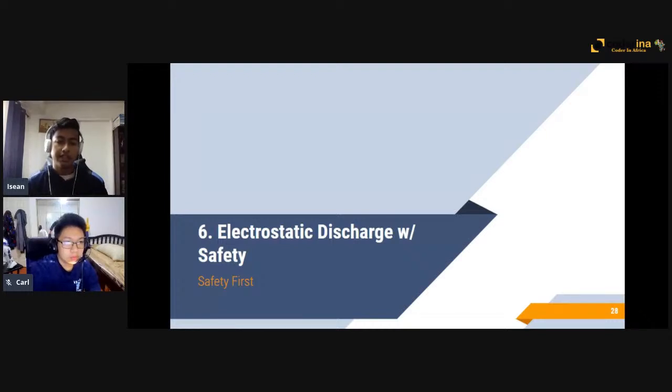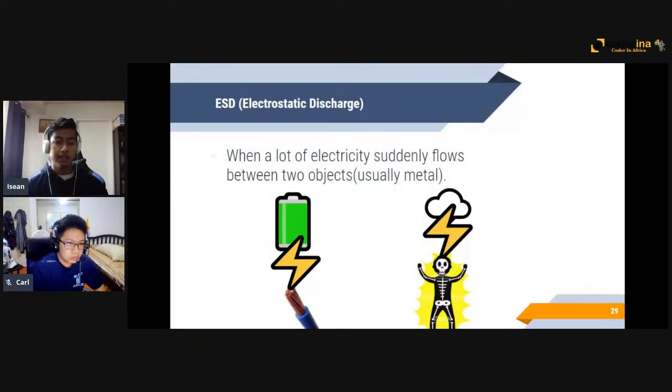Okay, last thing we'll talk about for safety reason is electrostatic discharge, also known as an ESD. So what is an ESD? An ESD, or electrostatic discharge, is when a lot of electricity suddenly flows between two objects, usually metal. You can see below electricity jumping from a battery to a wire, and electricity coming from clouds into a human. These are obviously dangerous, and since no one wants to be shocked, and for other reasons, we will teach you how they happen.